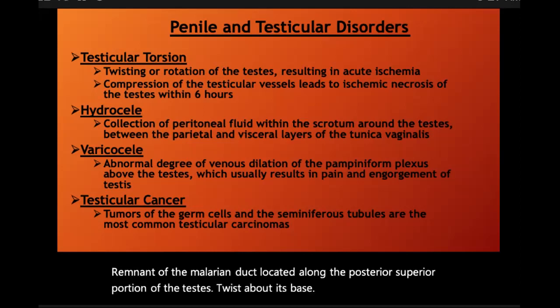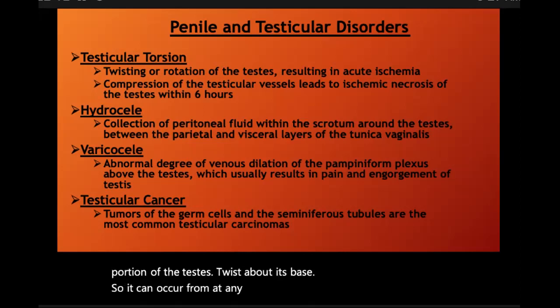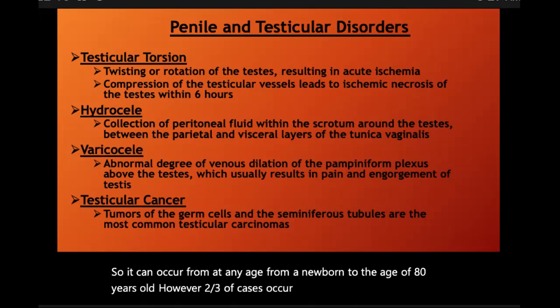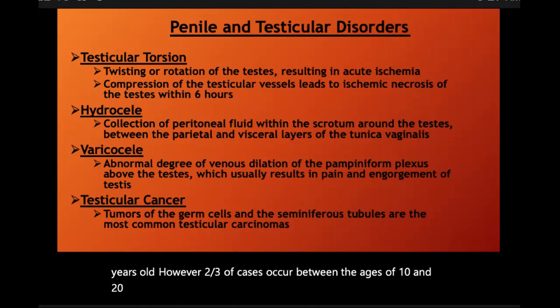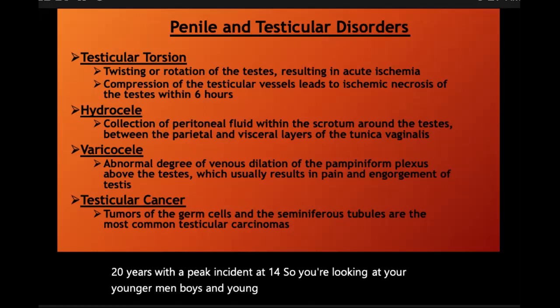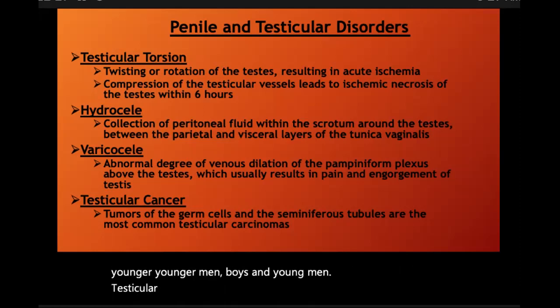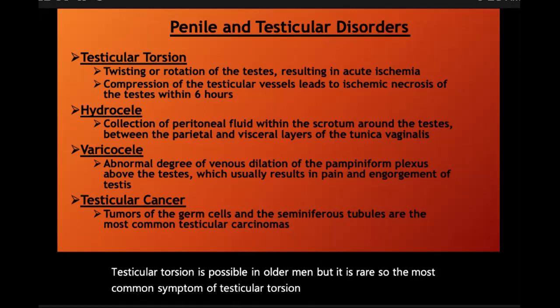So it can occur at any age, from a newborn to the age of 80 years old. However, 2/3 of cases occur between the ages of 10 and 20 years, with a peak incidence at 14. So you're looking at your younger men, boys and young men. Testicular torsion is possible in older men, but it is rare. So the most common symptom of testicular torsion is an acute onset of pain accompanied by swelling.